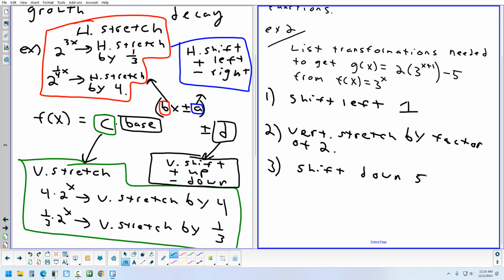Each transformation really has 2 things you need to describe, a direction and a how much. Left 5, right 2, up 3. So you have direction and then a how much. Vertical stretch by 2, things like that. Okay, any question on those 3 transformations?